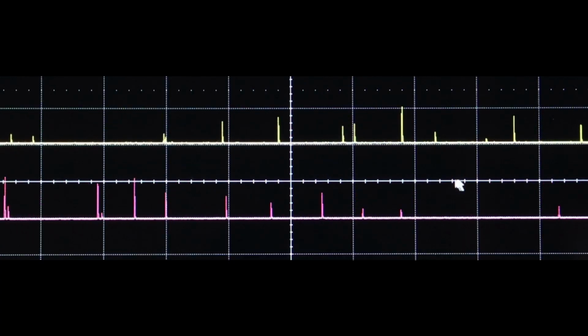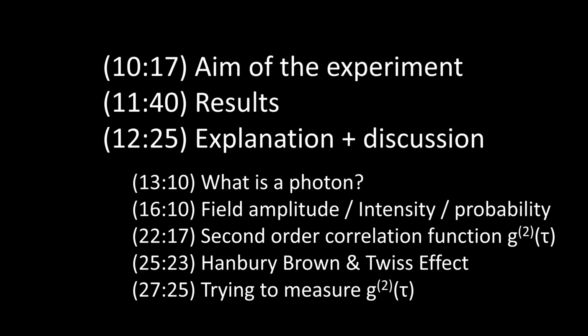So what I want to do now is quickly talk about the aim of the experiment, then I'll show you the result, and after that we'll talk about the deeper meaning of the experiment in quite some detail.